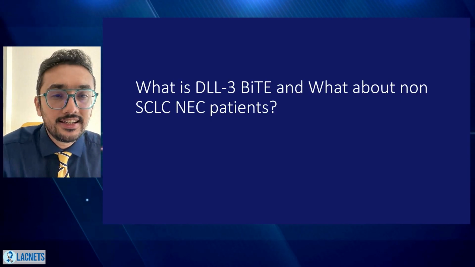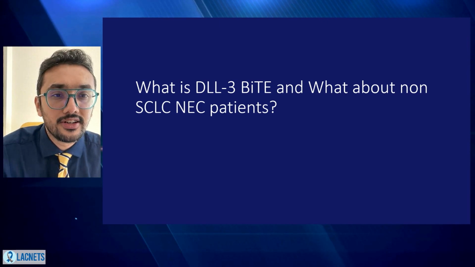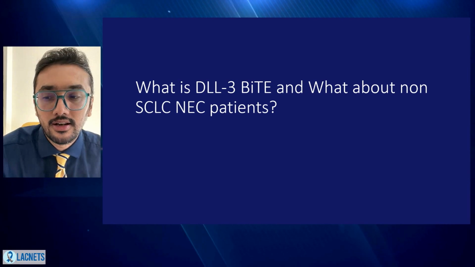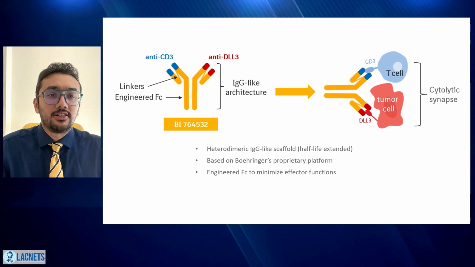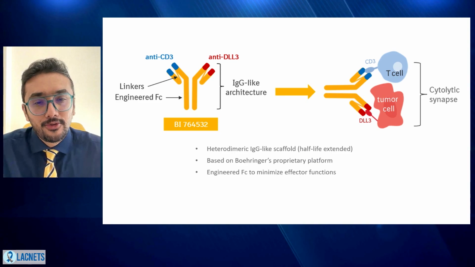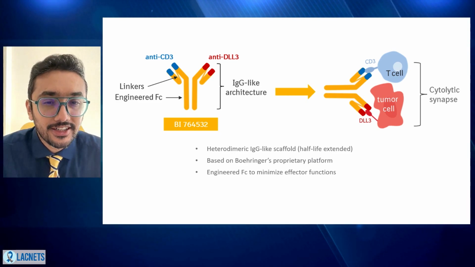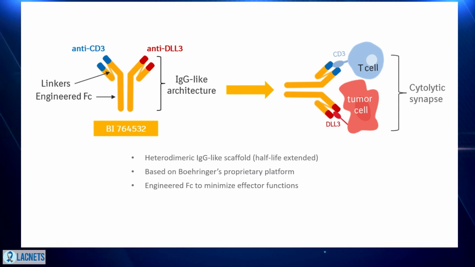So what is DLL3 bite, and what about large cell neuroendocrine cancer and not small cell lung cancer? How do we get them this class of drug? So let's understand what is DLL3 and bite targeting. Just like somatostatin receptor that is present on low-grade or well-defined neuroendocrine tumor, DLL3 is highly expressed in high-grade neuroendocrine cancers. This is a notch pathway protein called delta-like ligand 3, which is expressed on high-grade neuroendocrine cancers.